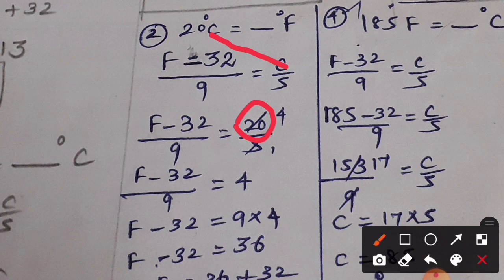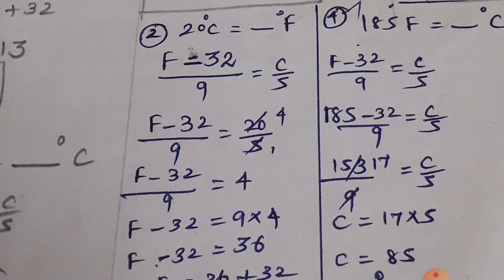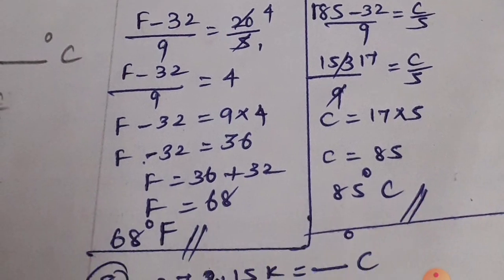So again you do the cross multiplication. F minus 32 is equal to 9 into 4. F minus 32 is equal to 36. So F is equal to 36 plus 32, moving minus 32 to this side as plus 32. So F is equal to 68. This is your final answer. But you write the correct unit: 68 degree Fahrenheit.